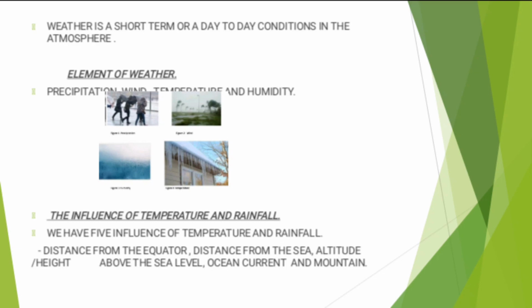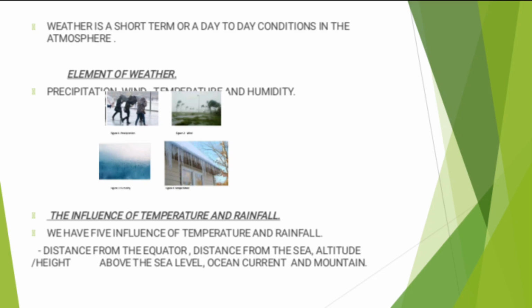Weather is a short-term or day-to-day condition in the atmosphere. The elements of weather: we have precipitation, wind, temperature and humidity. The influence of temperature and rainfall: we have 5 influences of temperature and rainfall.